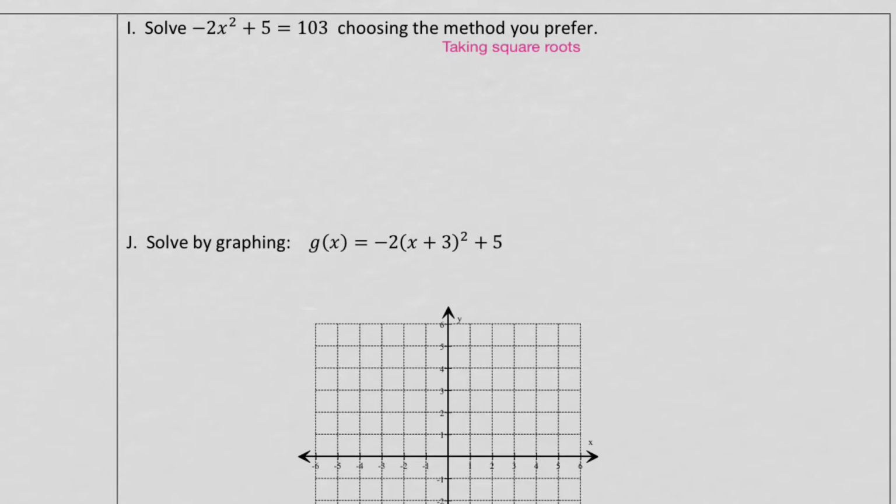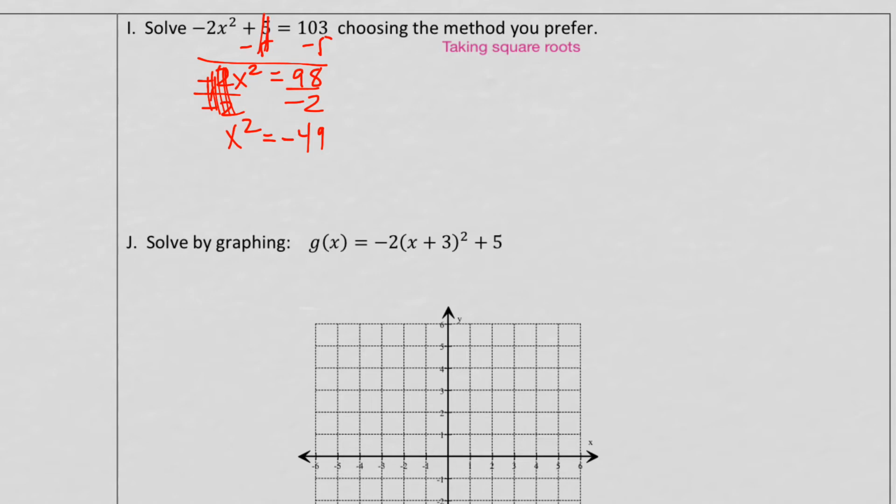Okay, example I. In this case, based on the way that it's built, notice how there is no x term here, so I'm going to take square roots. I'm going to use that technique. So I'm going to isolate x. First I'm going to subtract 5 on both sides. So that cancels, and I get minus 2x squared equals 298. Then I'm going to divide by negative 2. Again, I'm just solving the equation for x. So I get x squared equals negative 49.